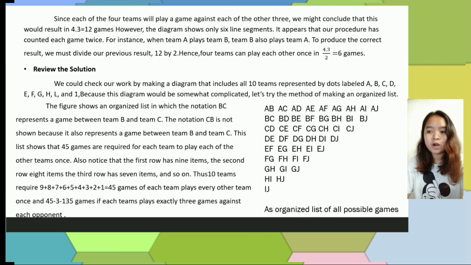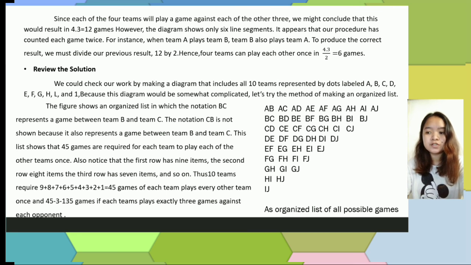The figure shows an organized list in which the notation BC represents a game between Team B and Team C. The notation CB is not shown because it also represents a game between Team B and Team C. This list shows that 45 games are required for each team to play each of the other teams once.